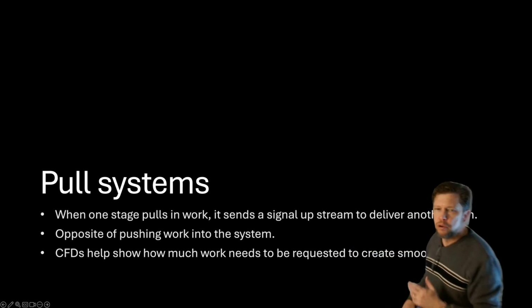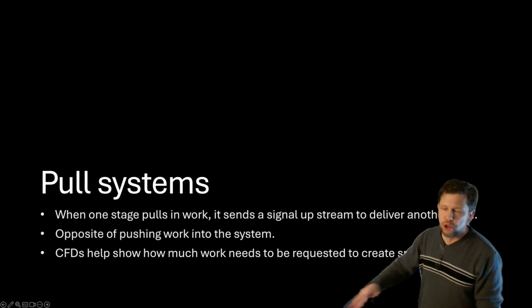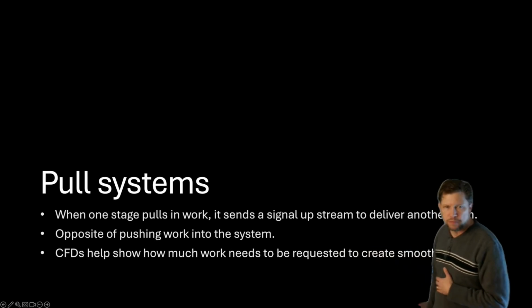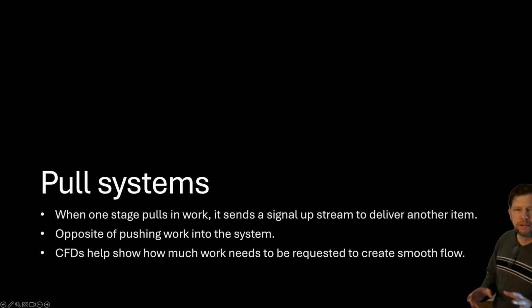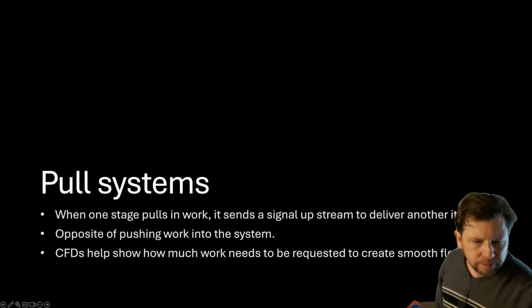So it's the opposite of pushing work into the system, which is what we're seeing with the BDD scenario, where we just keep pulling work in and pushing it into the system without actually focusing on the flow all the way through. So the cumulative flow diagram helps show how much work needs to be requested in order to create a smooth flow.